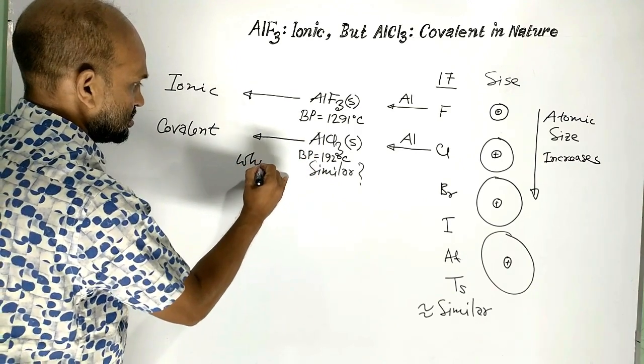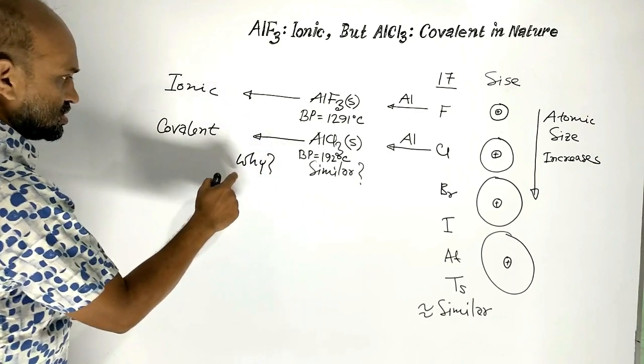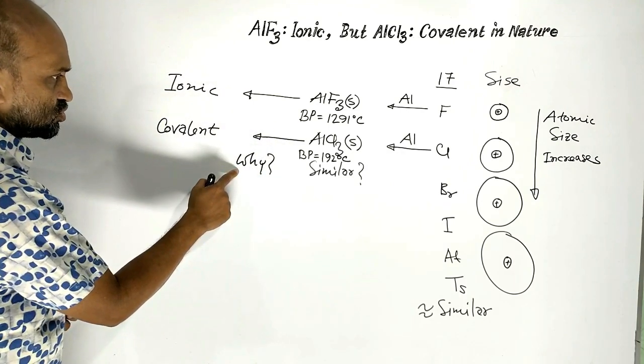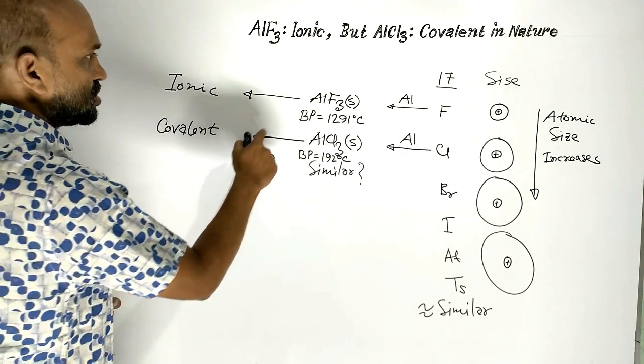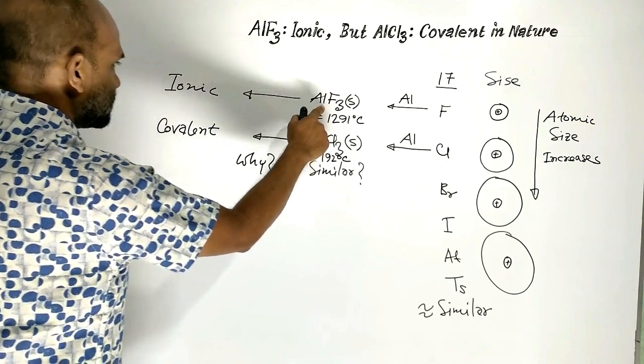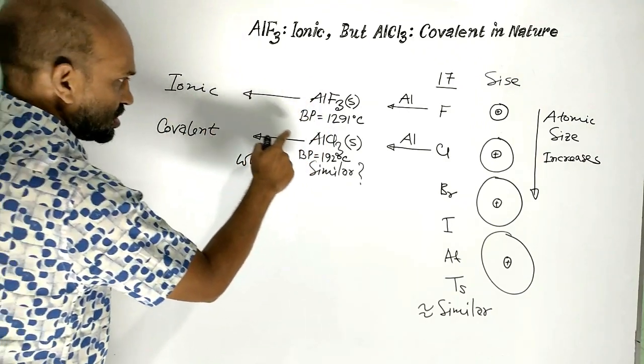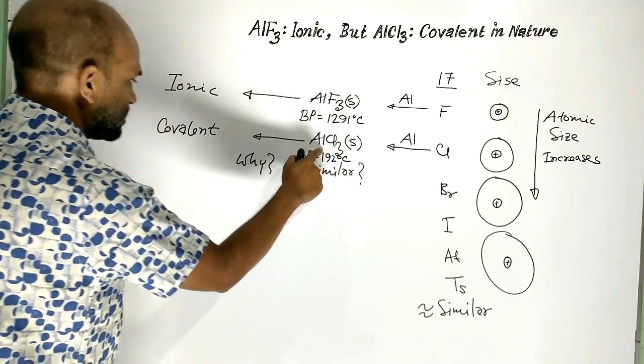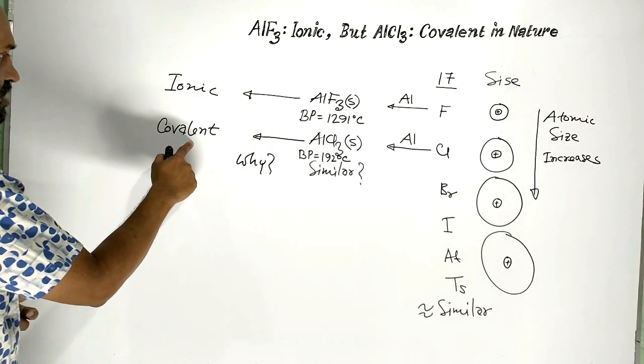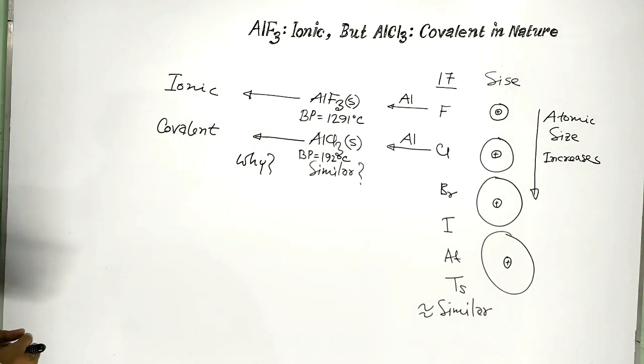Why? This is what we are going to learn today. Simply, why is aluminum fluoride ionic in nature and why is aluminum chloride covalent in nature. Let us enter into the matter.